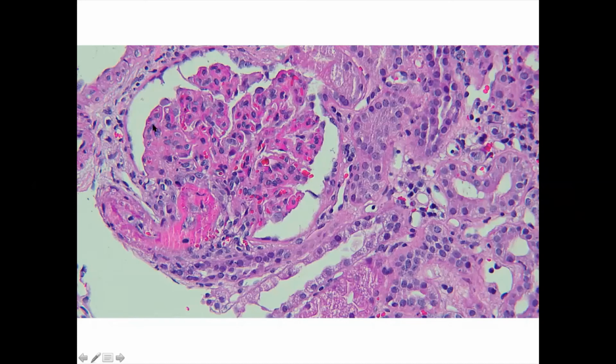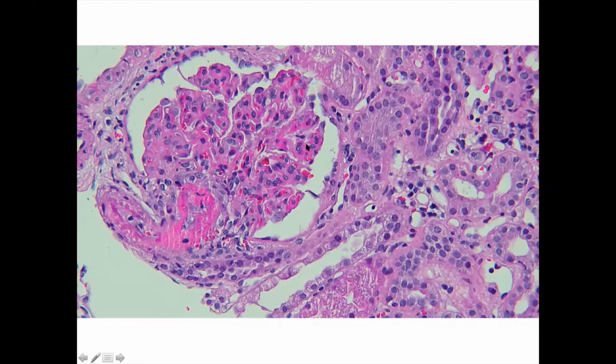Why is this not a crescent? We don't have extracapillary hypercellularity, we don't have proliferation here. We don't see that. Do you see that? It's not there. We don't have proliferation of the Bowman's capsule cells. The parietal cells and the visceral epithelial cells, the podocytes, they are flat. Sorry, these are the parietal epithelial cells.